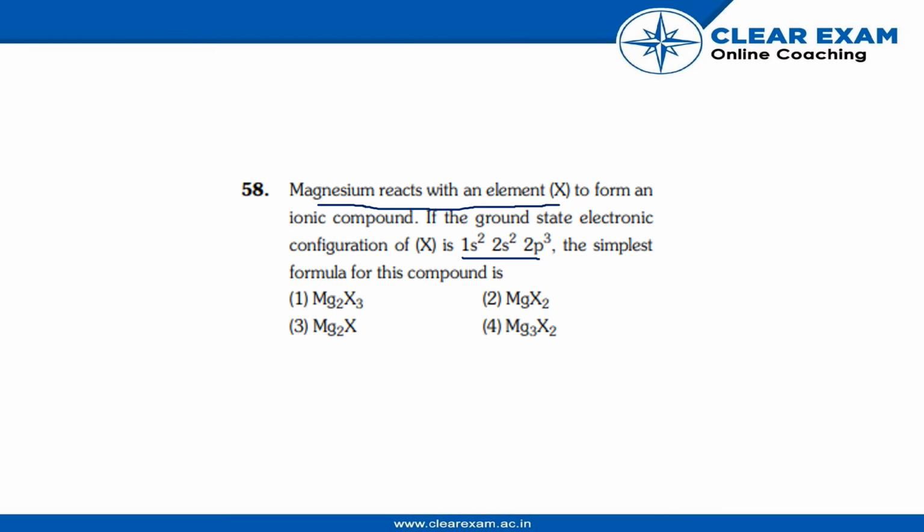So we all know that Mg has a valency of +2, and as we can see, X has a valency of 3. This can be stated as 1s2, 2s2, and here it should be 2p6. So 3 electrons is the valency of this element, whether it will take 3 electrons to fill its shell or give 3 electrons. So the valency would be 3.